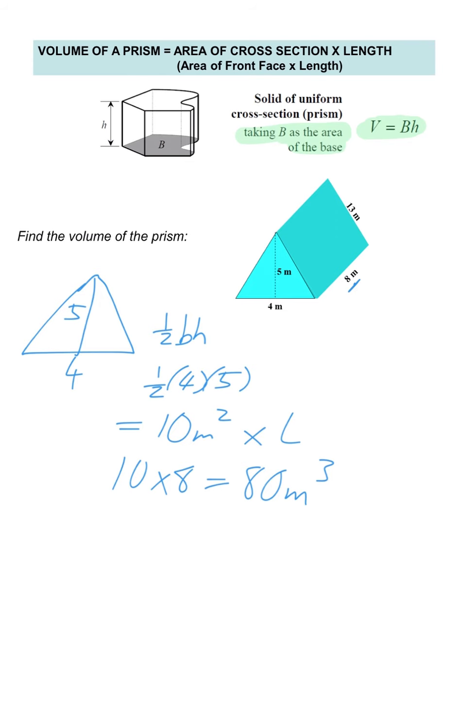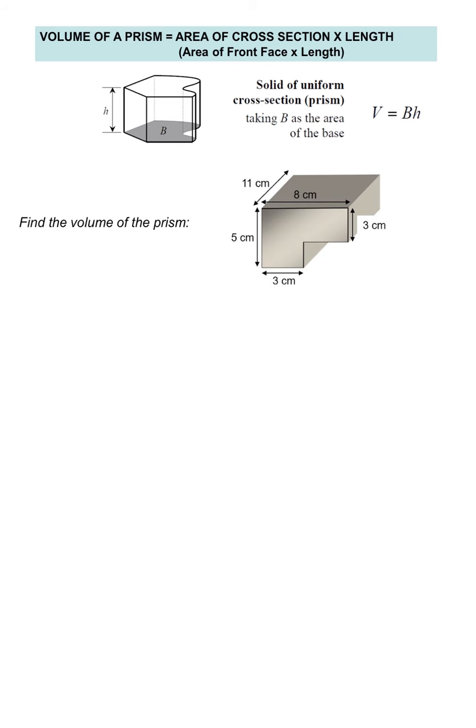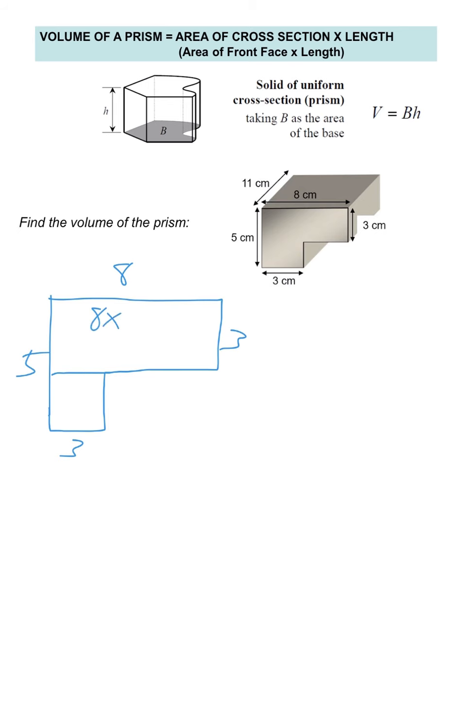Okay, let's have a look at one more. So here we have a bit of a compound shape. First of all, let's just get the area of the front face. So I'm going to draw that out separately. So we have 8, 3, 3, and 5. So if I split up the shape here, I have 8 times 3, which is 24.